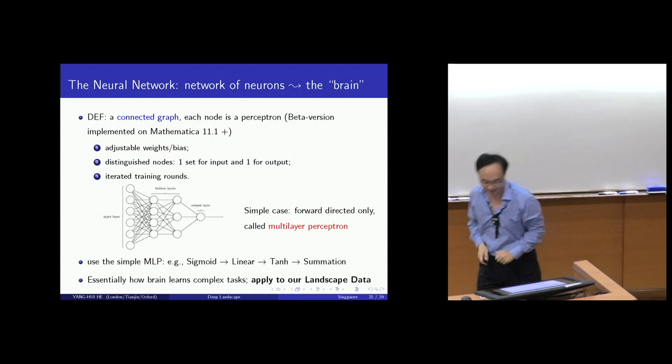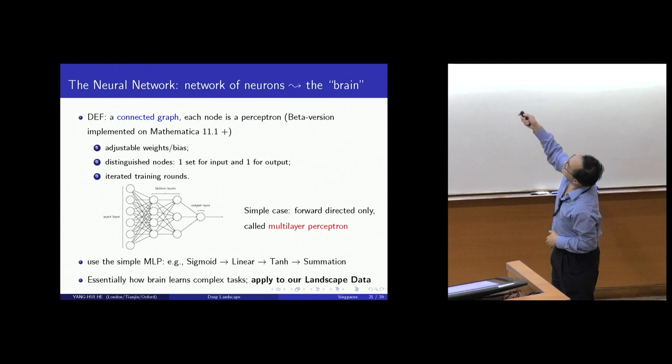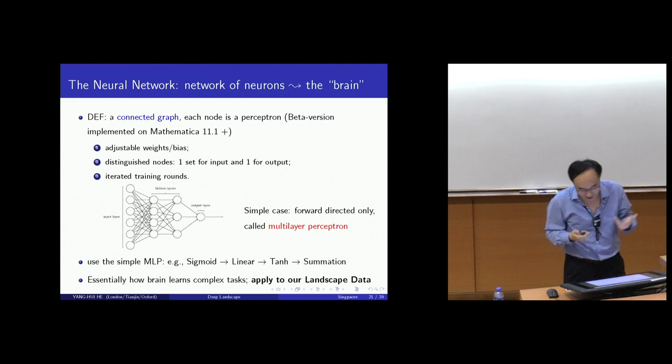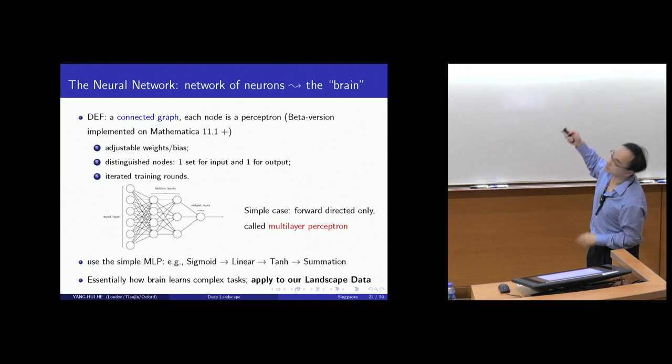The reason I got into this is because Mathematica 11.1 came out in 2017, which has all of this built in. We're familiar with Mathematica, so it's kind of nice. You can just play with it. So that was just my notational setting for neural networks.